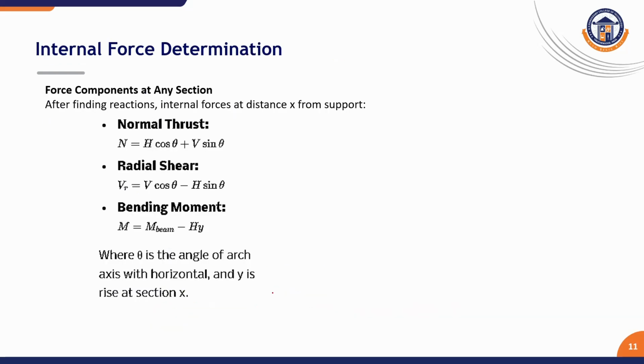Next, internal force determination. At any section of an arch, we can calculate the normal thrust, radial shear, and bending moment. The normal thrust can be calculated with the help of the formula N equals H cos theta plus V sin theta. Radial shear can be calculated with the formula VR equals V cos theta minus H sin theta, and bending moment is calculated using the formula M equals moment of beam minus H into y, where theta is the angle of the arch axis with respect to the horizontal and y is the rise at the section x. These forces govern the design of the arch sections.